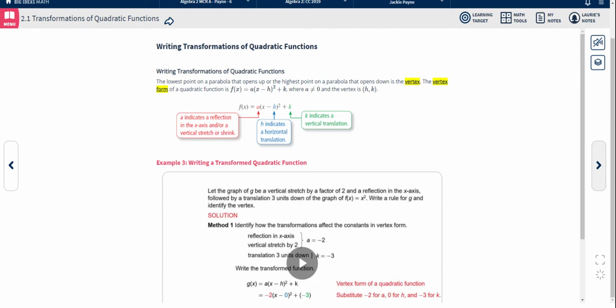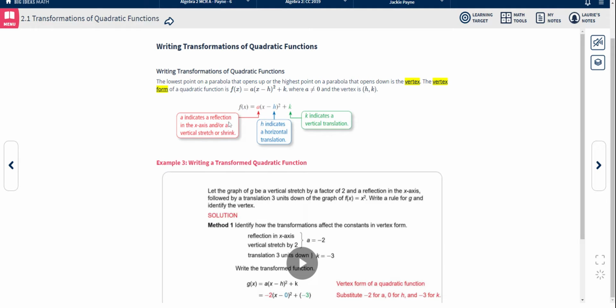And this is magic, so pay attention here. The lowest point on a parabola that opens up, or the highest point on a parabola that opens down, is the vertex. The vertex form of a quadratic function is f of x equals a times x minus h quantity squared plus k. a cannot be 0, but the vertex, that actual middle point, is (h, k), as in these h, k's right here.